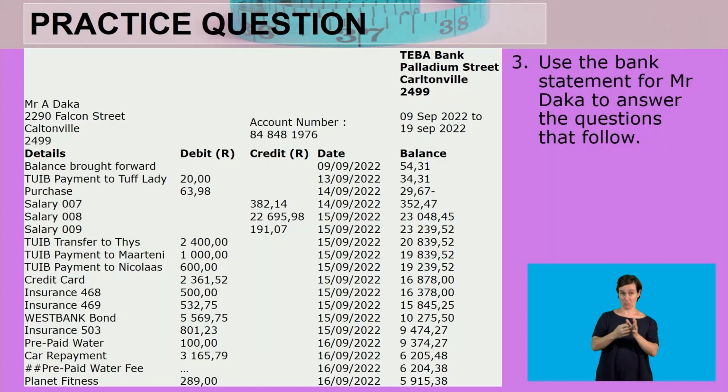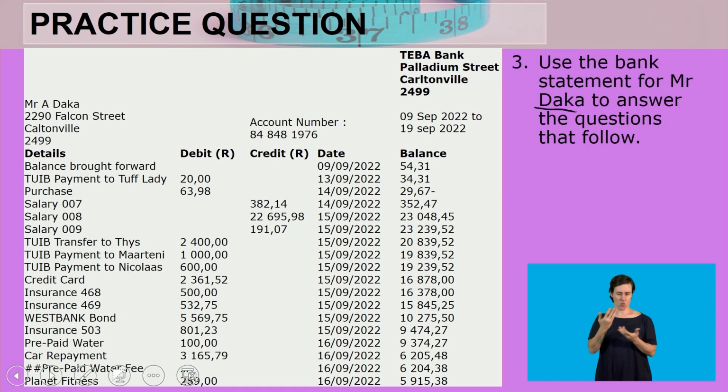Then we go to example number 3. It says here, use the bank statement for Mr. Daga to answer the questions that follow. So now we are here. On this statement, we have our details, which are the balance brought forward, the debit, the credit, the dates on which the transactions were made, as well as the balance. We are also given the details of the account holder and the details of the service provider.